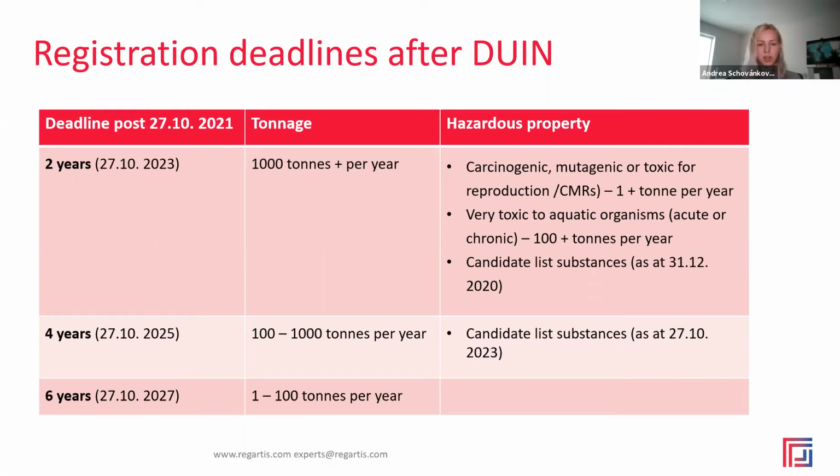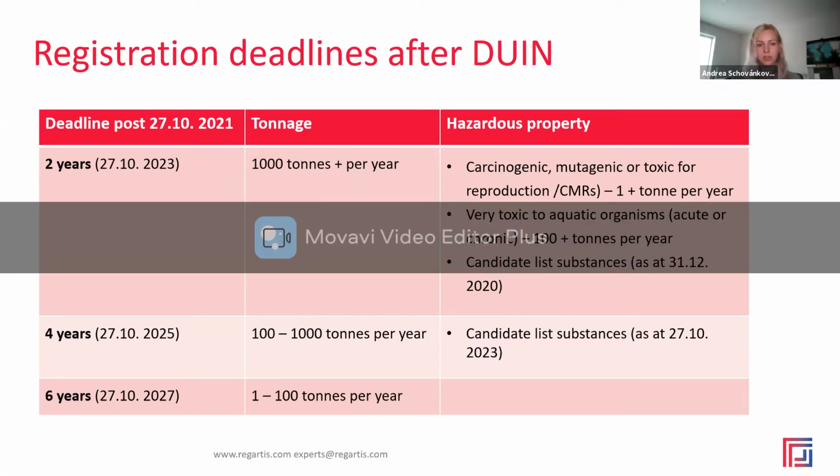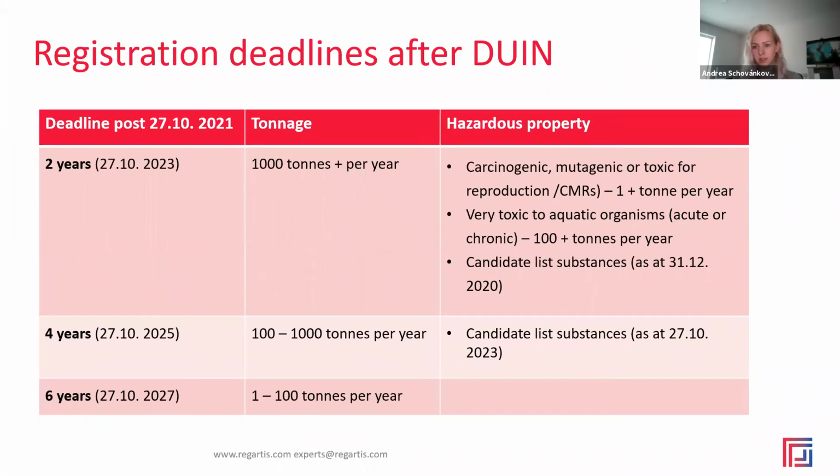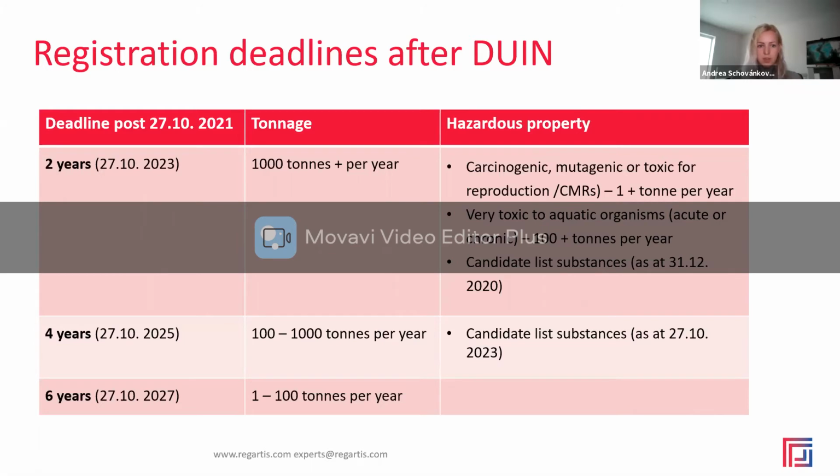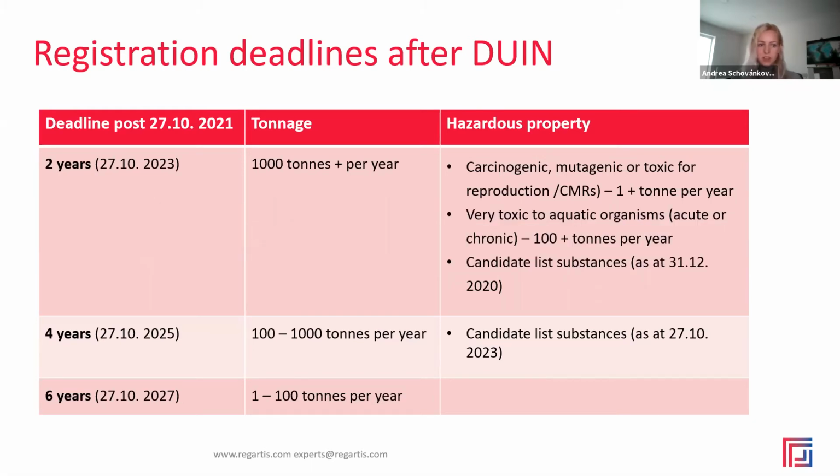If your substance is imported in a tonnage band of 100 to 1000 tons per year, or if it's on the candidate list of substances as it will be in 2023, you will have until the year 2025. And if you have a lower tonnage than 100 tons per year, you have 6 years before your registration. So when you have just the lowest tonnage band, you can register in 2027.